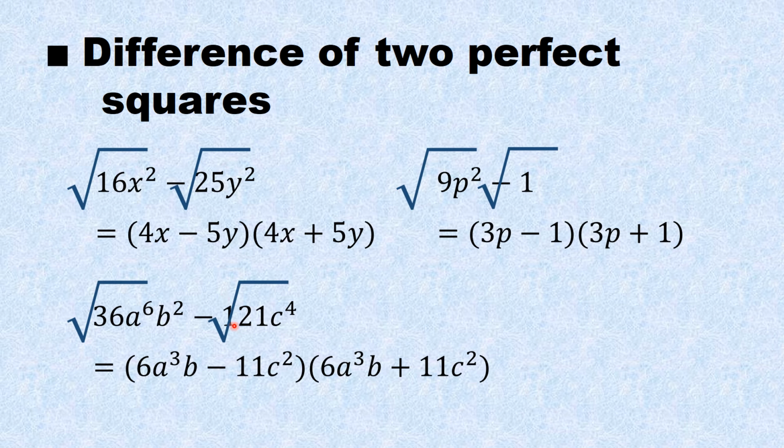Okay, the square root of 121 is 11. For c, inside over outside. Remember, there's a 2 that we can't see. 4 divided by 2 is 2. Okay, and there's your answer.